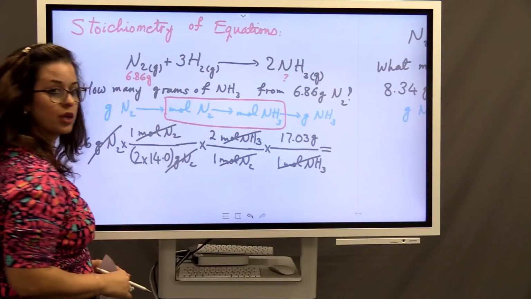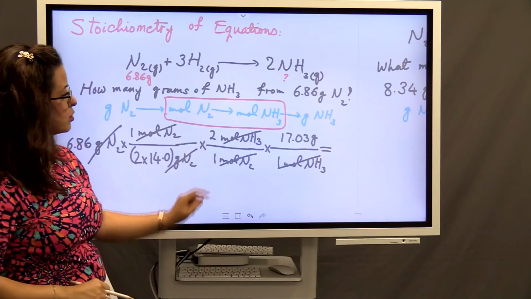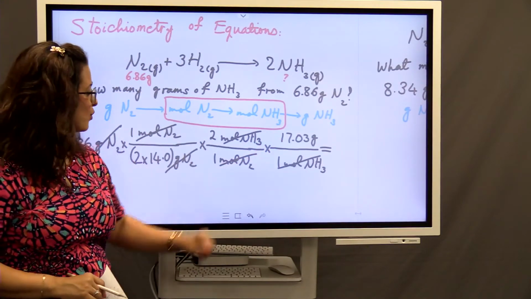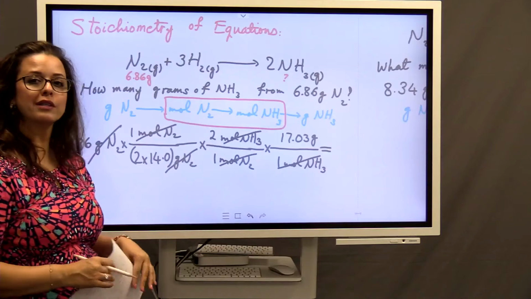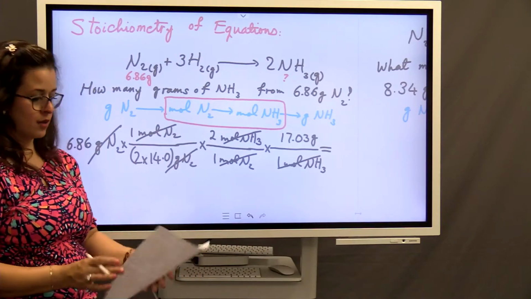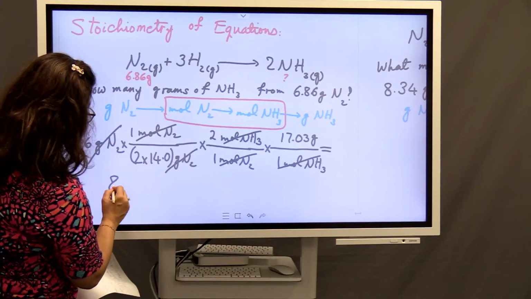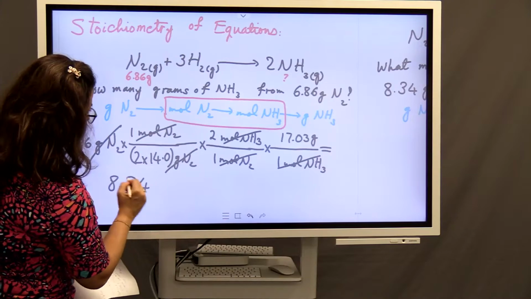Do this calculation in your calculators. 6.86 times 2 times 17.03 divided by 28. Did you find the answer? It is 8.34. Is that correct?